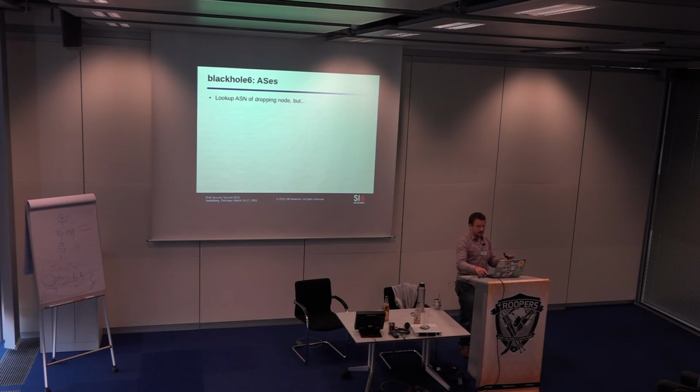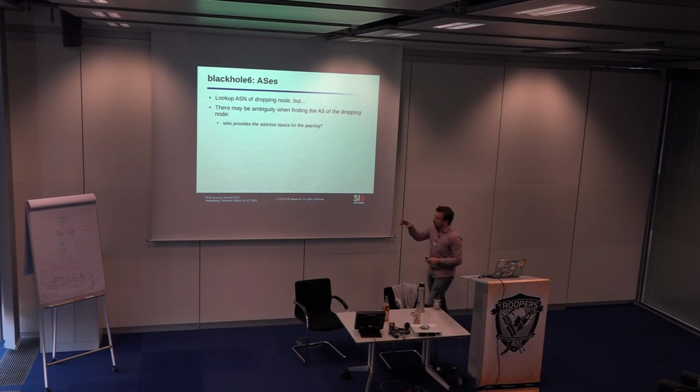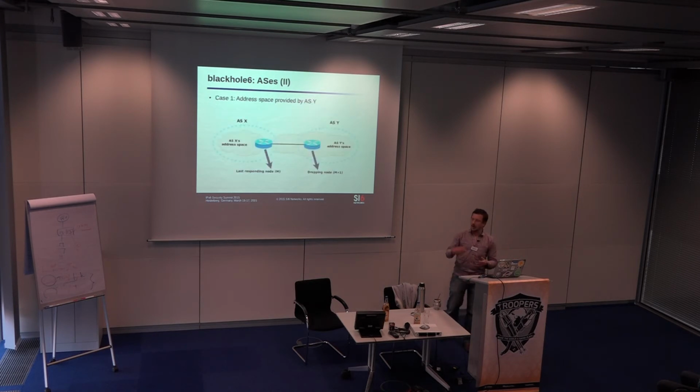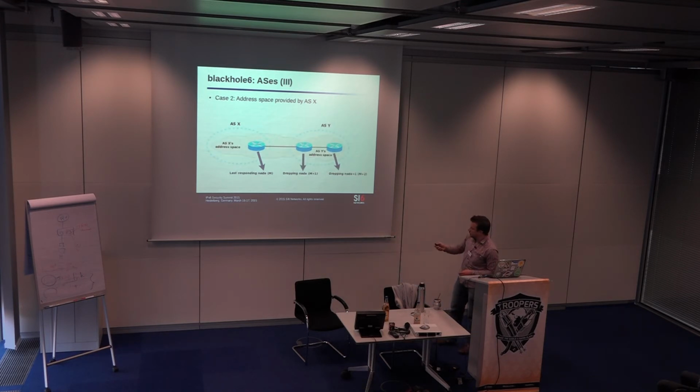There are a number of things that are not that easy. For example, the tool was informing what was the autonomous system to which the dropping node belongs, okay? Now, looking up the autonomous system is not hard. The problem is that you have different scenarios. So, for example, you could have two autonomous systems, like in this case, where the address space that is being employed for the peering session is being provided by this autonomous system. Now, you have this other case in which the address space is being provided by this other autonomous system.